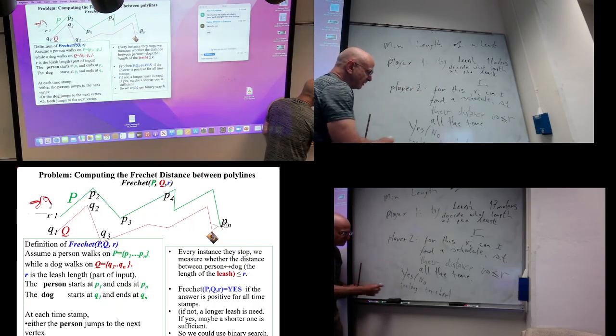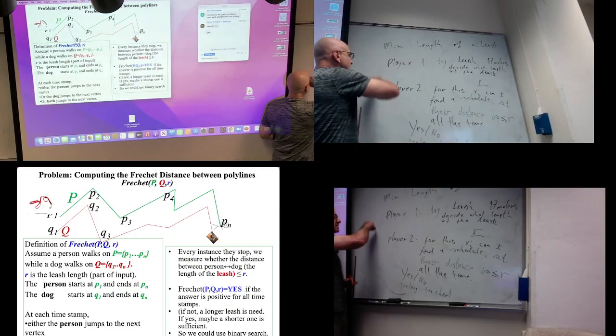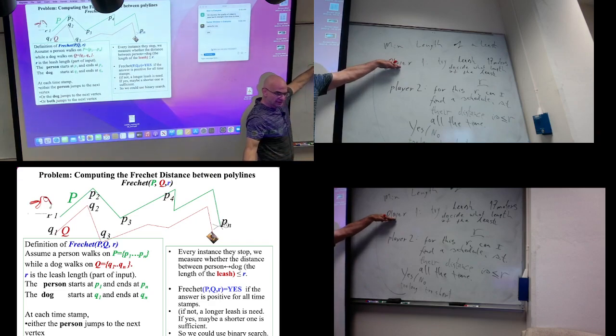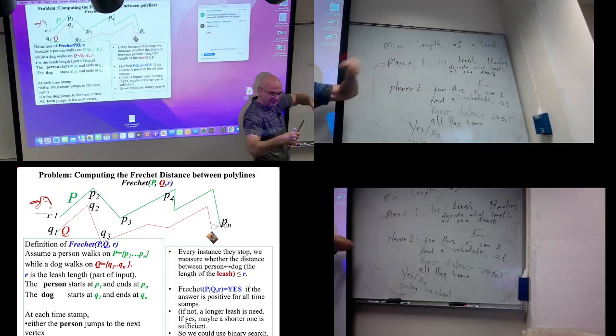Then player two just says yes or no, and then it's the job of player one to try again with a leash that is either longer or shorter. So it's binary search on the length of the leash.